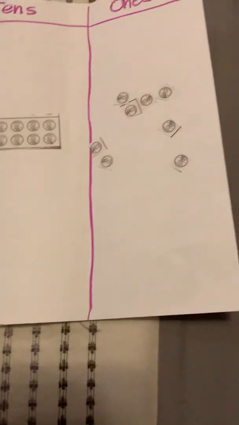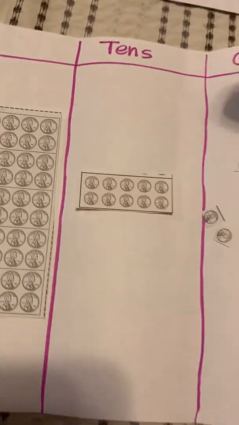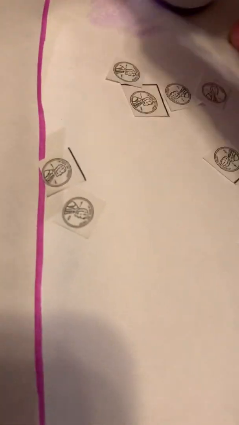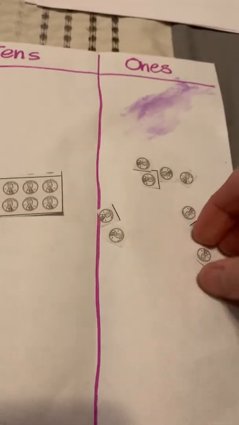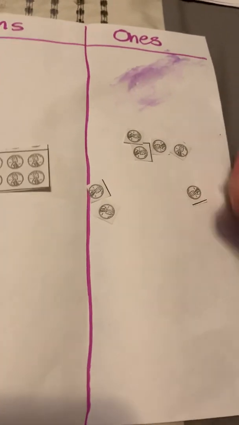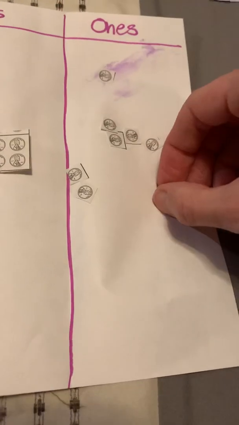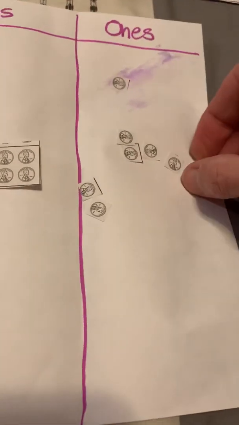I don't think that's going to work. I think I'm going to have to glue them down. I'm going to glue them down so they can't dance around. I have to play some music for them so they can dance around.